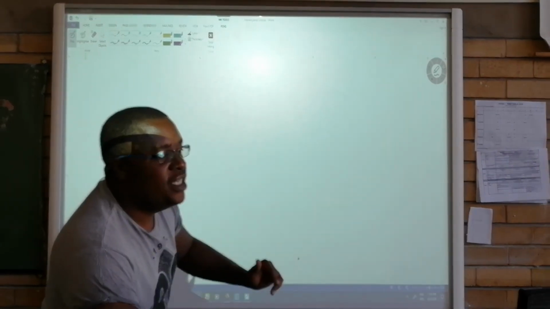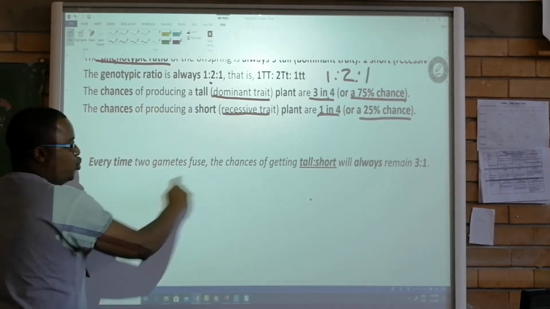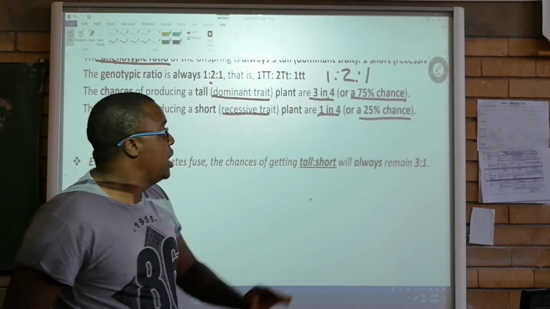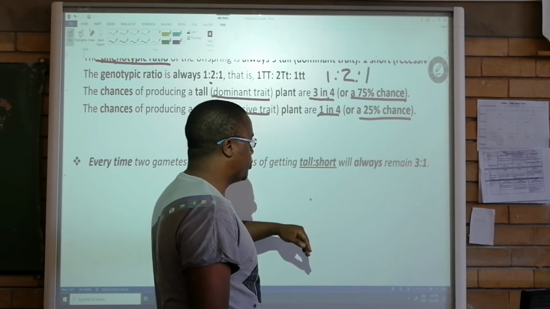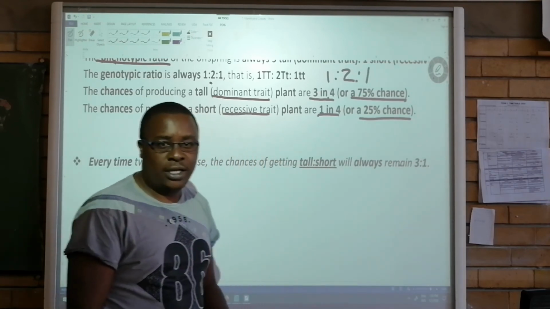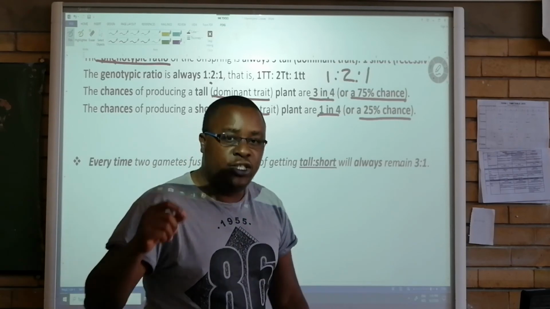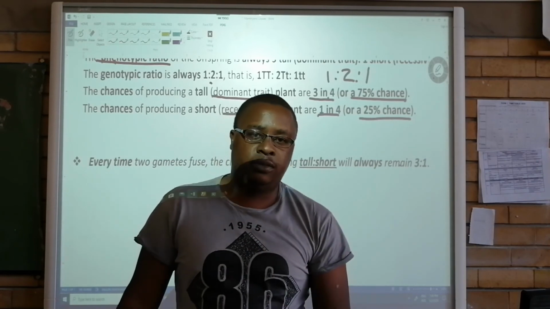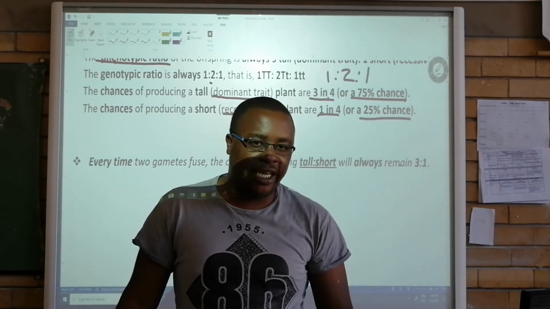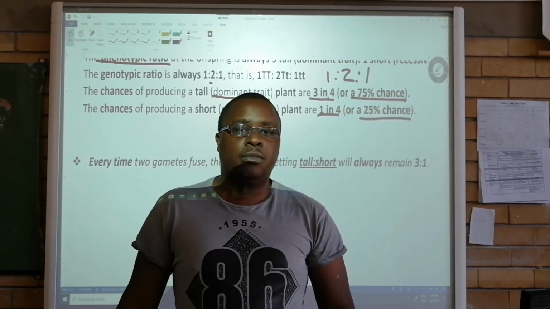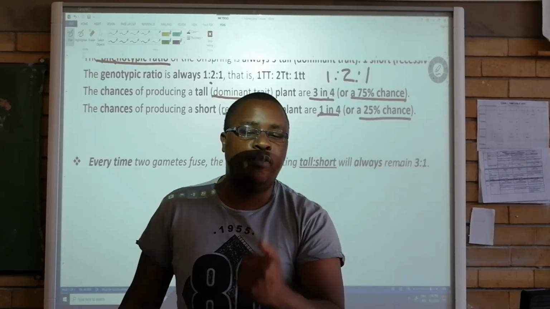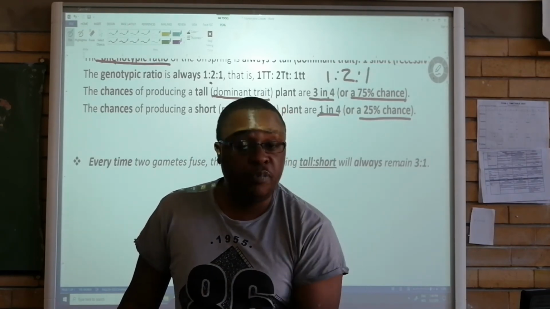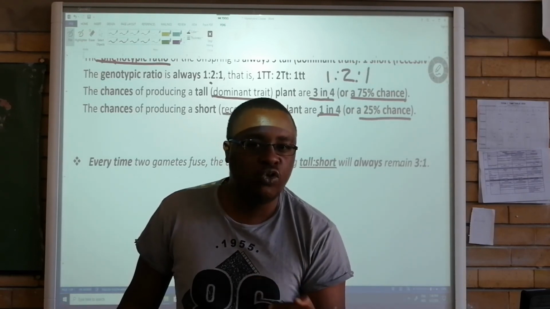Every time two gametes fuse, the chances of producing a short one will always remain 3:1. Now, listen to this, and I need you to get this, because kids make this mistake. Let's say I'm a pea plant. I am heterozygous for height. That's my genotype. And then I'm able to self-pollinate. The chances of me producing offspring that are tall is 3 out of 4, 75%.